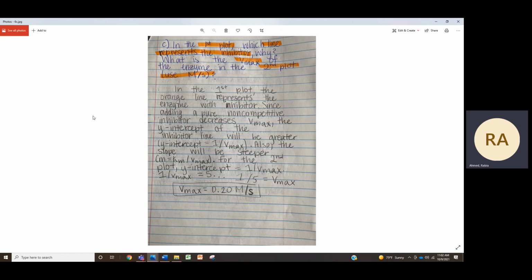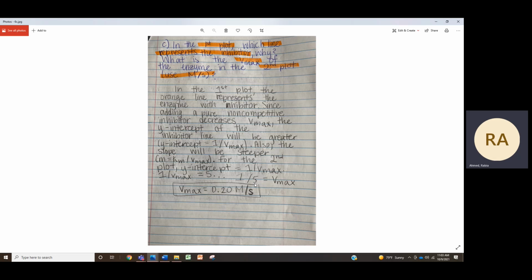And for the second plot, the y-intercept point will be 1 over Vmax. And the 1 over Vmax will equal 5. And so just how we did the other Vmaxes when figuring out through the Lineweaver-Burk plot, we just do 1 divided by 5, take the inverse of the y-intercept, and that equals Vmax, which is 0.2 molar per second.